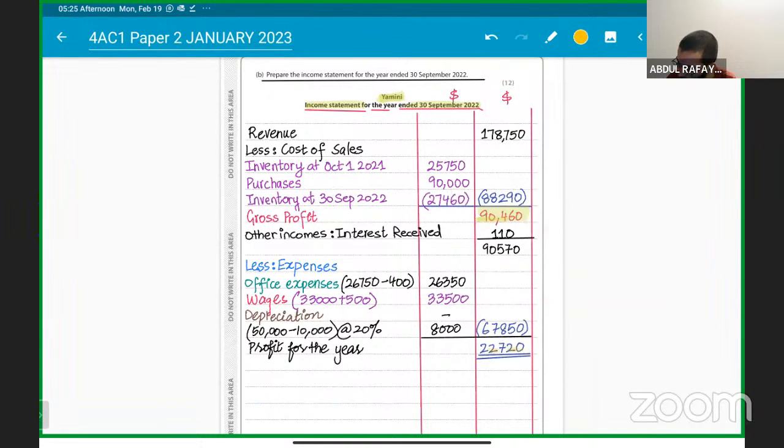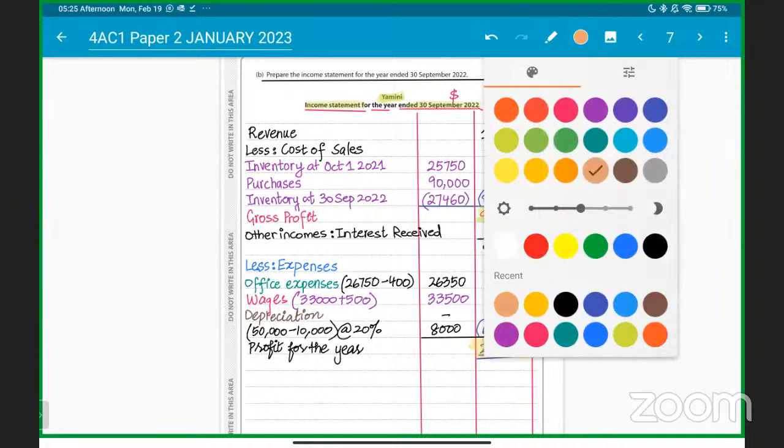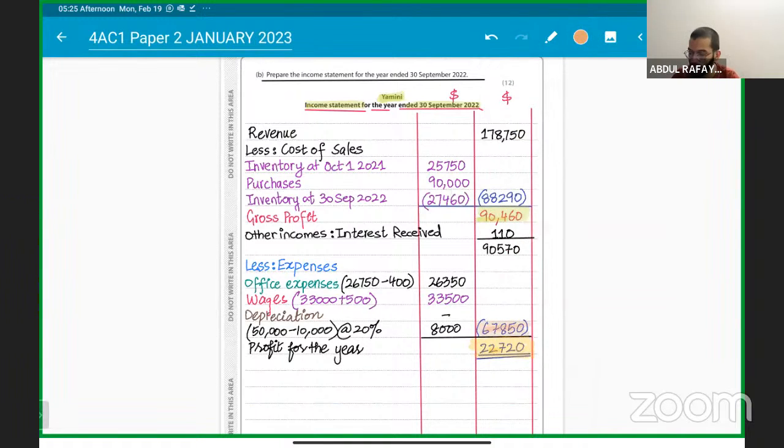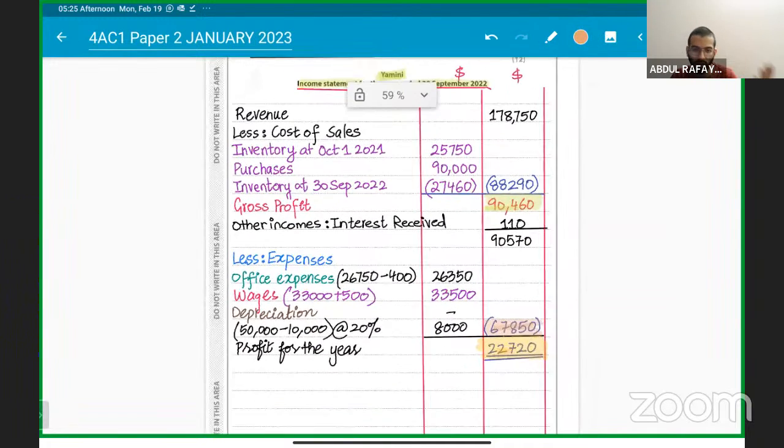And here we go. This will be our profit for the year as well, that is 22,720. After subtracting all the expenses, please have a look at it. Do take a screenshot to understand all the expenses.